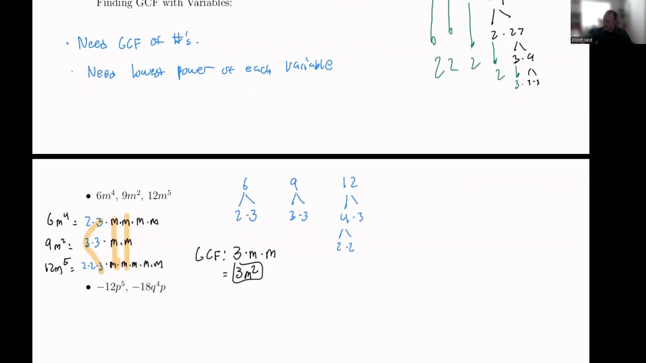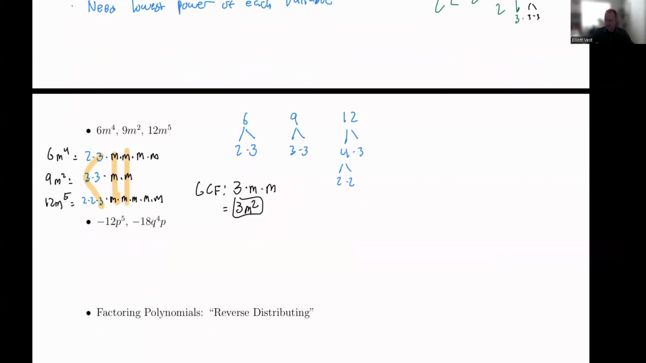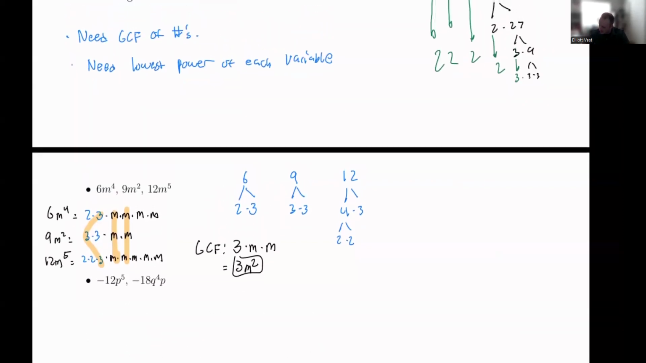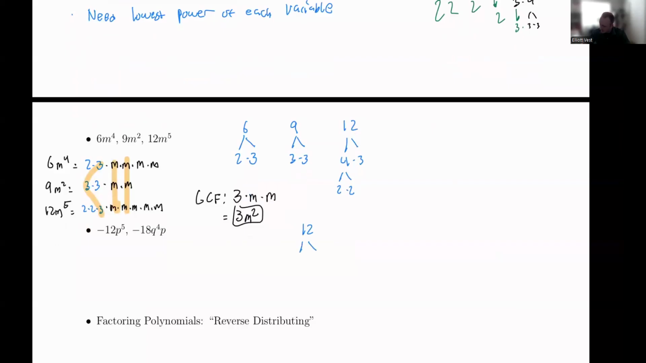You don't have to do this stuff if you don't want to. Sometimes on the beginning part, it's nice to write it out here. So I'll do it one more time for this. I have negative 12 p to the fifth and negative 18 q to the fourth times p. All right. Well, we first do the numbers part. So I look at 12, which I already have above, 4 times 3, 2 times 2. And I look at 18, which is what, 2 times 9 and 3 times 3, right?